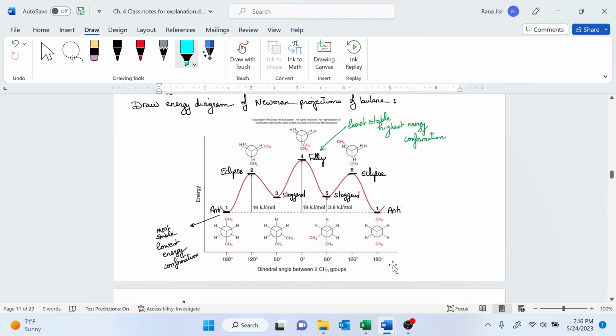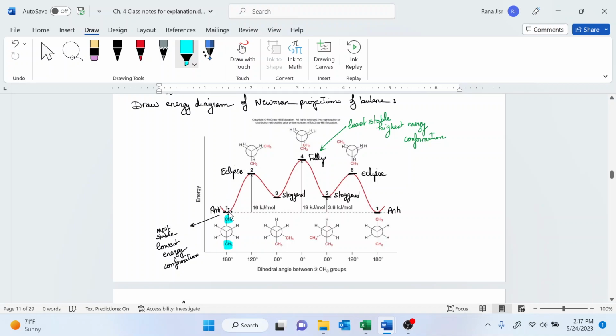And to get the values of the dihedral angle, just pick any two groups on the Newman projection and calculate their dihedral angle and see how close they are coming to each other. For example, here we picked those two CH3s because these are the ones that are different from the hydrogen. So we're starting with them 180 degrees apart, and this is the anti-conformation. And as we go 60 degrees, they become 120 degrees away from each other. This is called an eclipse conformation.